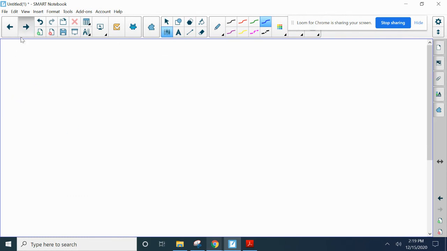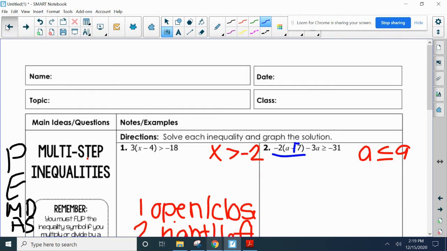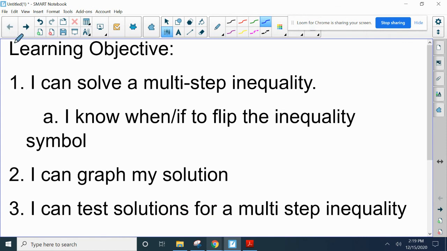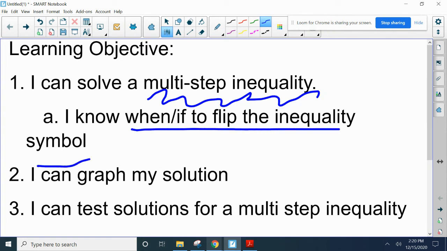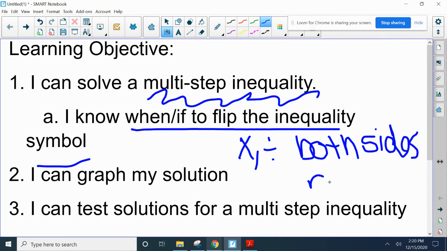Either way. So jump to our objective. We can solve a multi-step inequality. It is the same process as solving a multi-step equation. When and if to flip the inequality: if I multiply or divide both sides by a negative. I can graph my solution.